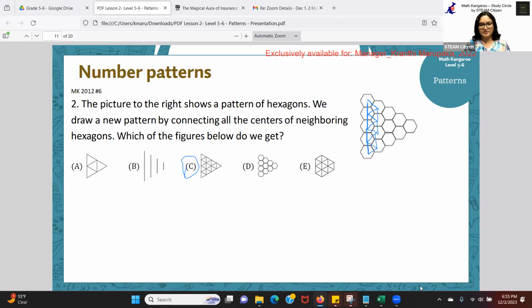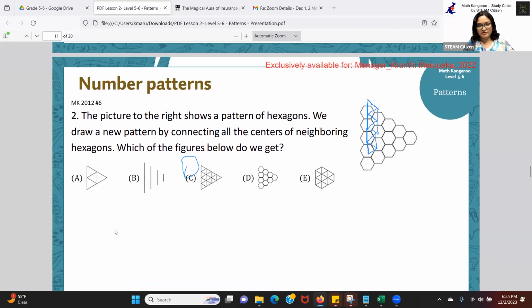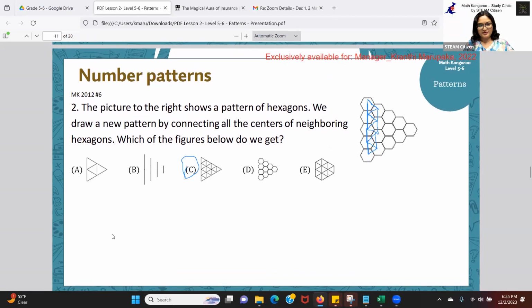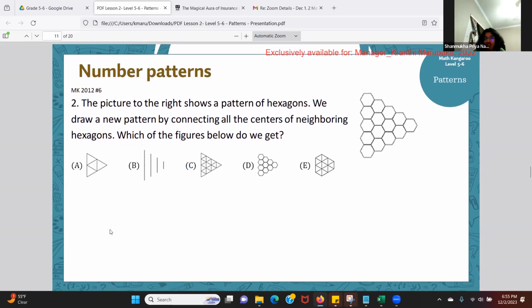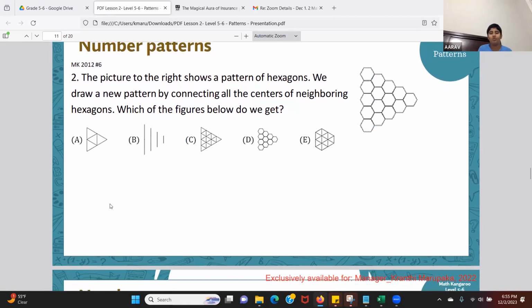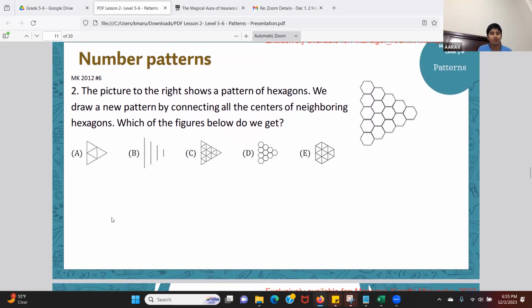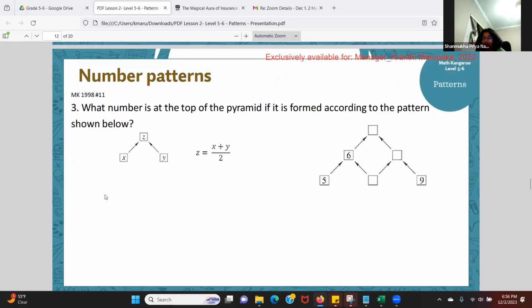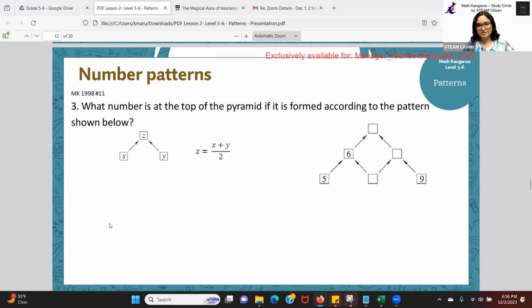Right. That makes sense, Arav. You start from the corners and eliminate, and D is just wrong because it's the same example. Yeah. And I don't know what B is. It's lines. Yeah, I know, but my teachers would explain, it's lines of boringness, right. So moving on to the next one.